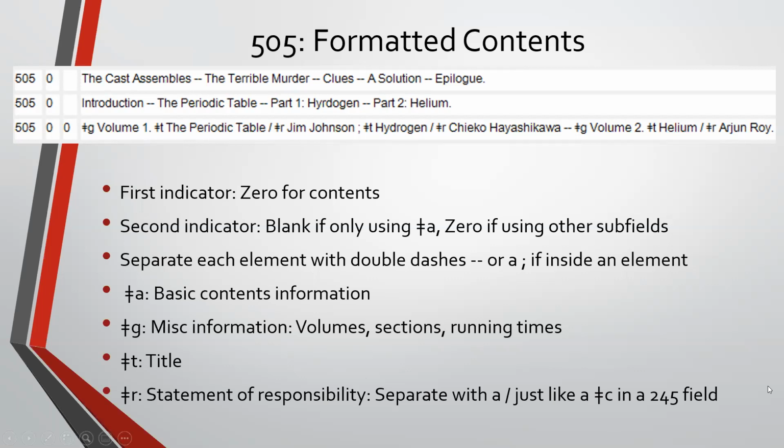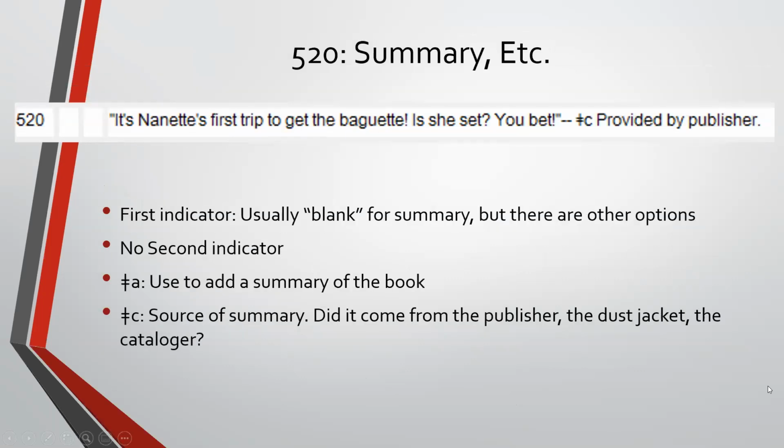520 is your summary. First indicator is blank. For summary, there are some other options. No second indicator. You'll use your subfield A to provide a summary of the book, and then a subfield C from whatever source you drew that from.